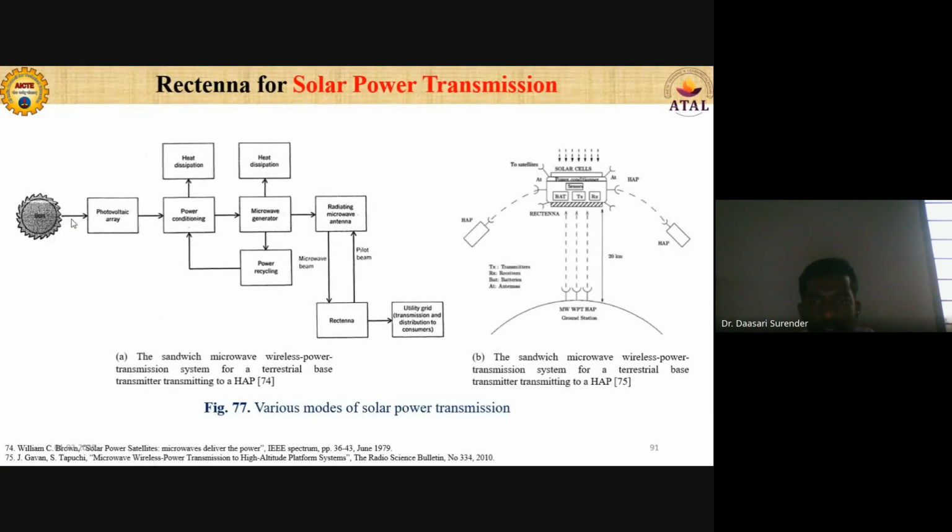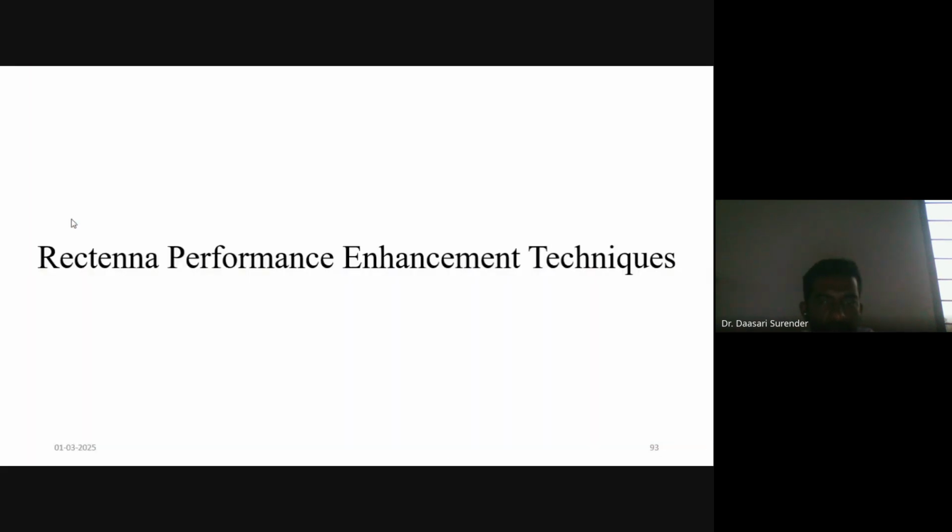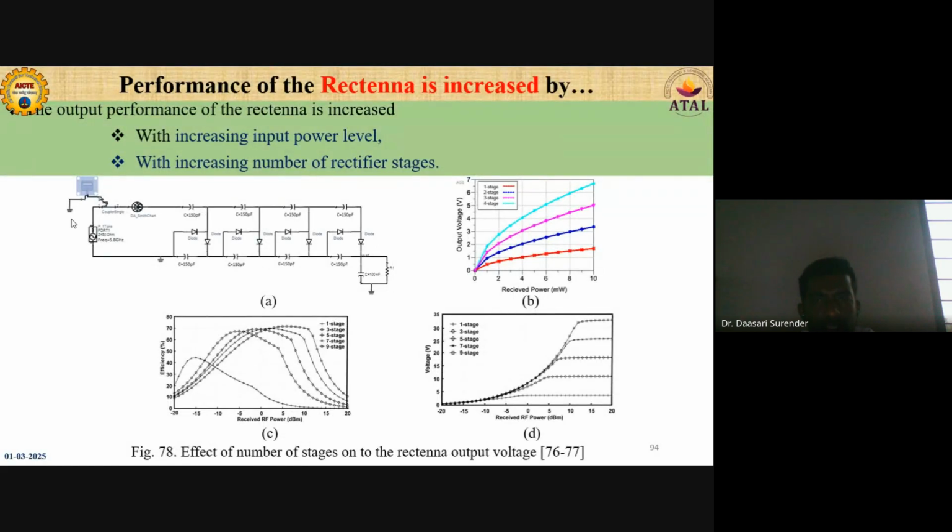And in solar power transmission, rectenna is also used. And some of the performance enhancement approaches of the rectenna: here the output performance of the rectenna is increased by increasing the input power level, for one, and by increasing the number of rectifier stages.